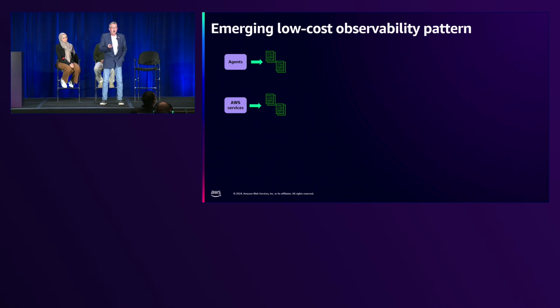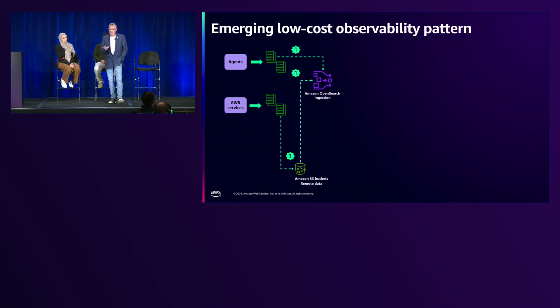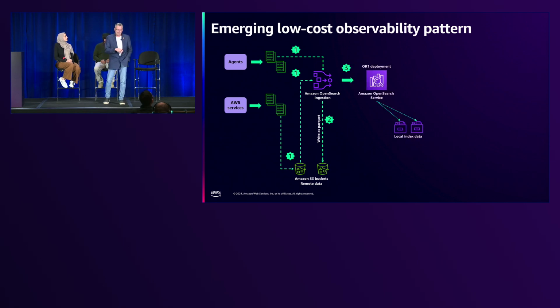Now, one of the emerging low-cost patterns is to leverage OR1, zero ETL, and OpenSearch ingestion. So what does this look like? Agents and services can write either to S3 or to OpenSearch ingestion. You can actually use OpenSearch ingestion to write data that comes in whatever format to Parquet on S3. And this is great if you have bigger data lakes and other things that you want to query, or you can use direct query with Amazon S3 for the zero ETL and query that data on S3. Parquet is really efficient, compressed, and cost optimized.